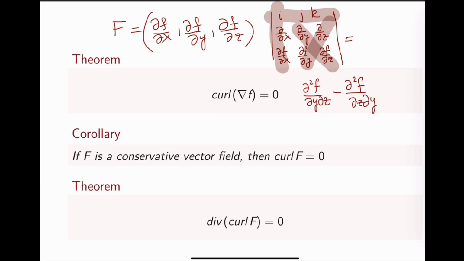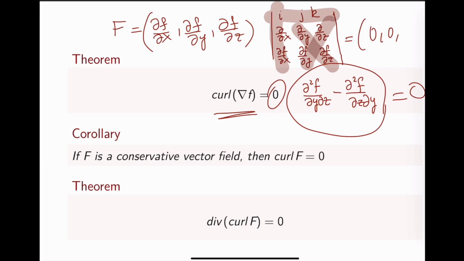And so, by the theorem that we have seen before, that the mixed derivatives are equal, this is going to be 0. And in the same way, you can see that all the other components of the curl are going to be 0. So this is the vector 0, the one that has components 0, 0, 0.